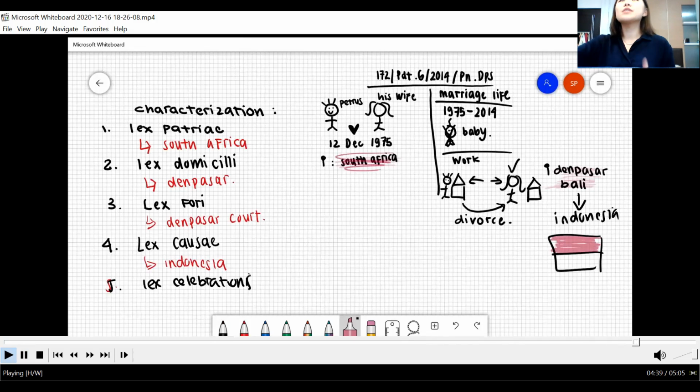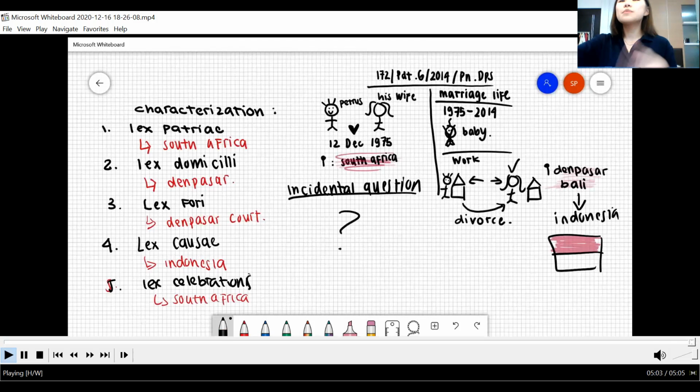The lex loci celebrationis is where the marriage was held, which was South Africa. What comes to mind when you see this case is that they got married in Africa, but the divorce happened in Indonesia. So is their marriage valid under South Africa, and does Indonesia recognize and approve their marriage? The answer is yes, because there is evidence that they got married: a file or document stating they were married.